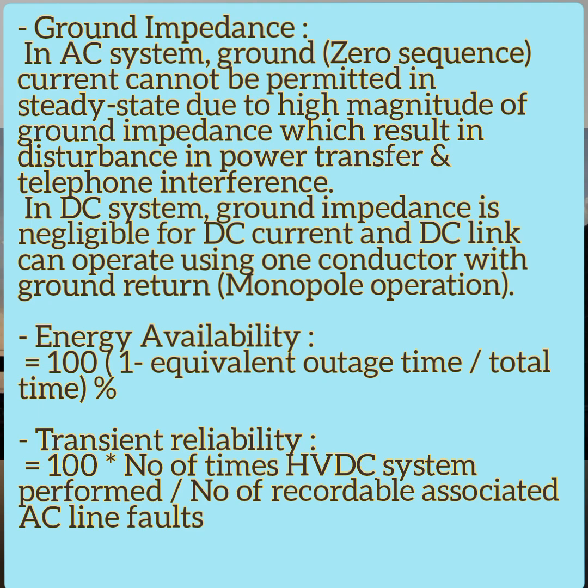Next, energy availability. This is the formula to find the energy availability: 100 into 1 minus equivalent outage time divided by total time. It is expressed as a percentage. Then transient reliability. To find it, we use this formula: 100 into number of times the HVDC system performed divided by the number of recordable associated AC line faults. So these are all the technical parameters we see in HVDC.